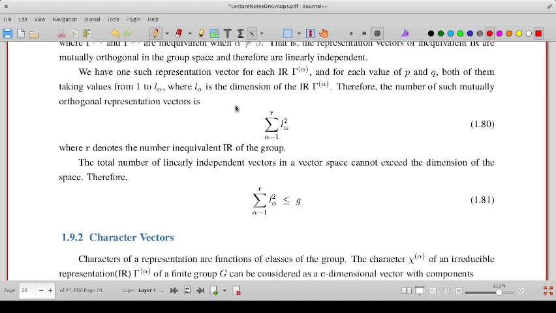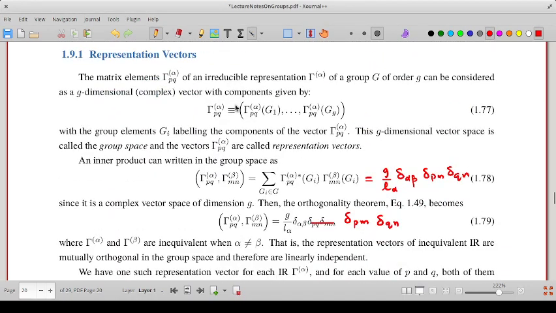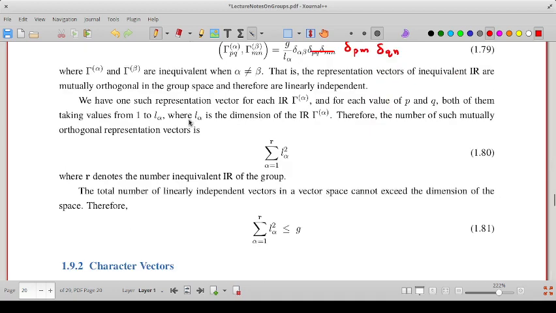Now, what is the dimension of the vector space? We look at the components here. So we have components labeled by the group elements. So if the order of the group is G, there will be G components, and therefore this representation vector is a vector in a G dimensional complex vector space. The number of representation vectors is given by this, and the dimension of the space is G.